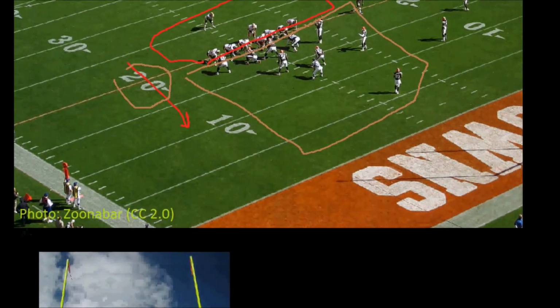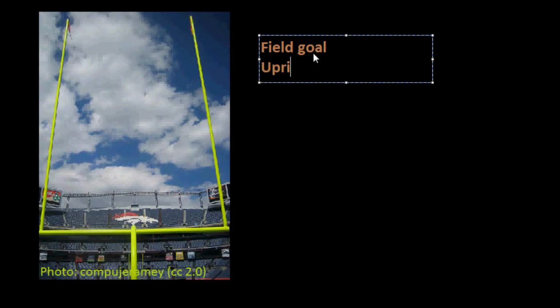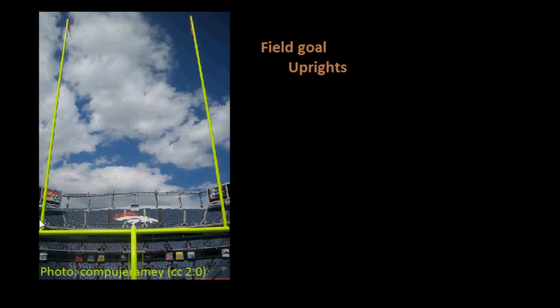And then one last thing to point out, and those would be the field goal uprights. Usually called the uprights. I guess you wouldn't call it a field goal. Field goal is what happens when you kick the ball through it. And so these uprights are at the end, in the back of each end zone.